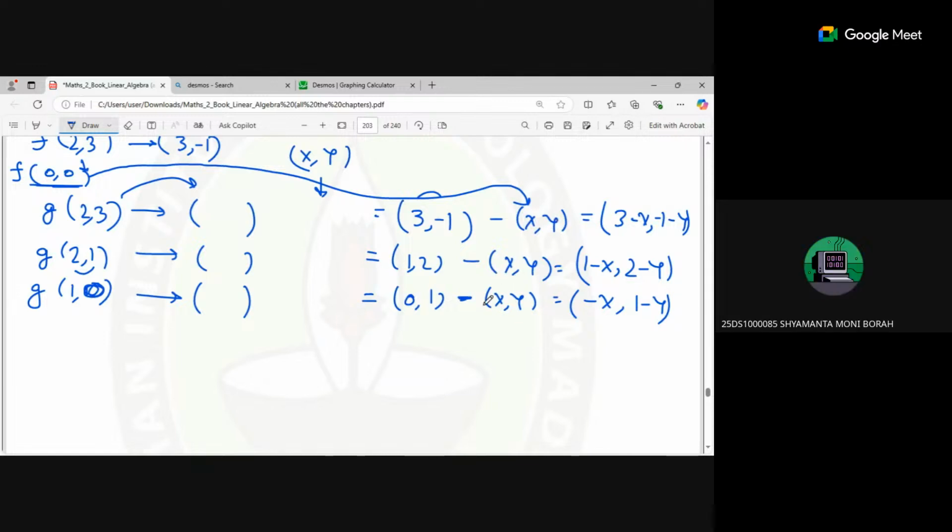Understood. So, sir, basically what I'm doing is, when I'm doing this transformation, say for example g of 2 comma 3, we are getting this x and y, right? Yes. But even for g of 2 comma 1 and g of 1 comma 0 also, we are getting this x and y. Not G, we are not getting this part. When I am applying F on this, I got this part.